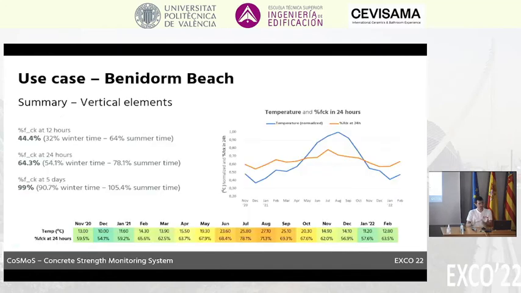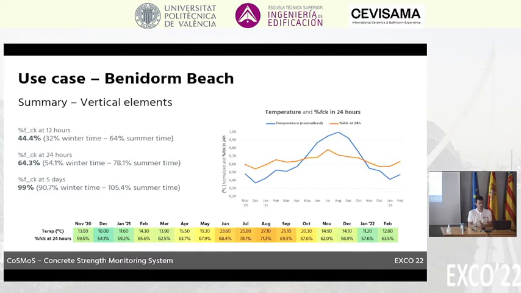And what about vertical elements? Well, we have a similar thing. Summary for vertical elements: at the end, we see that there's a huge difference between winter time and summertime, also known as weather conditions on site. That difference is greater in the early stage of the concrete. That difference is even greater.